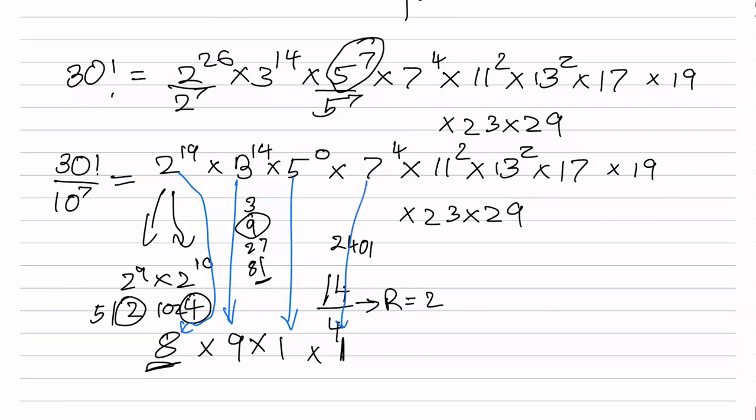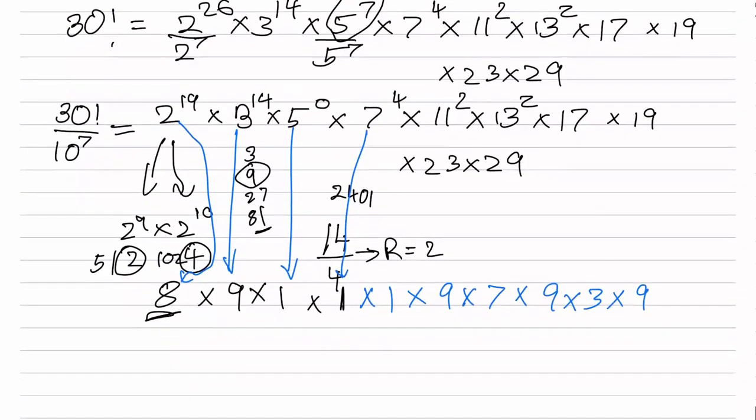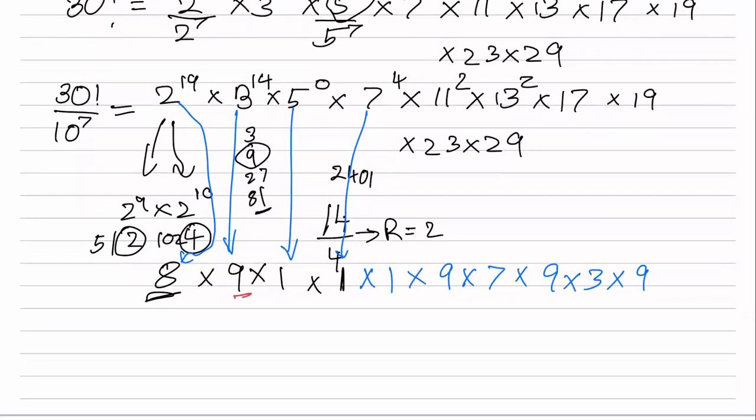11 will give 1 as default because 11 to the power 2 is 121, so it will be 1 again. 13 square is 169, so it will give 9. Okay, 17 will give 7, 19 will give 9, 23 will give 3, and 29 will give 9. Okay, now all these nines, we have too many nines over here. 9, 9, 9, 9. Okay, these nines are 9 to the power 4. We know that 9 goes as 9, 81.